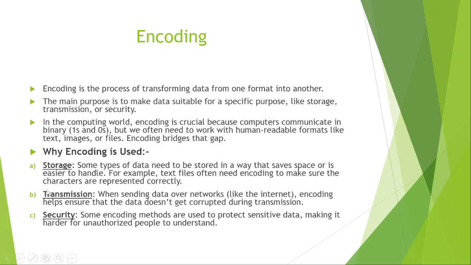Now take the second case, transmission. When sending data over a network like the internet, encoding helps to ensure that the data does not get corrupted during the transmission. You know that data is one of the most important things, and the whole world is working on data itself, right? So when talking about this, data comes into the important picture, right?